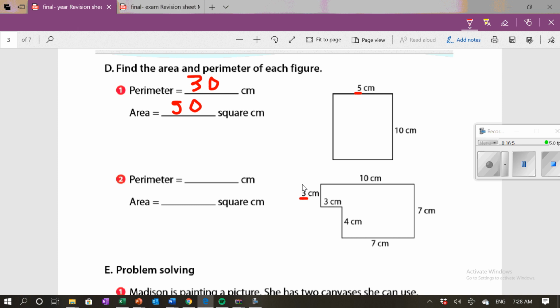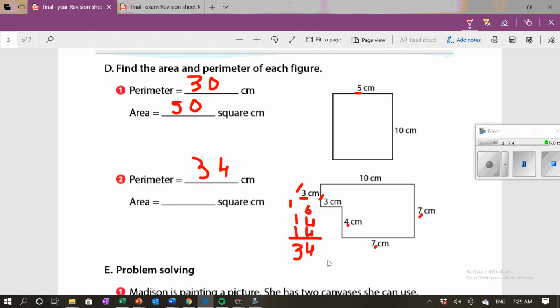So it's 3 plus 10 plus 7 plus 7 plus 4 plus 3. Here I add 3 and 3, the answer will be 6. 7 and 7, double of 7, is 14. And here 4 and 10 is 14 also. So let's add now. 6 and 4 is 10. 10 and 14 is 24. And here we have 10. So the perimeter here is 34.